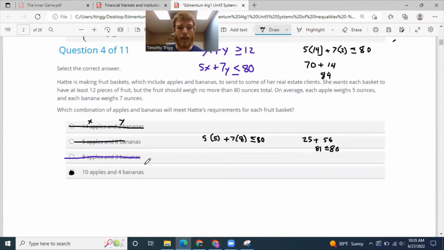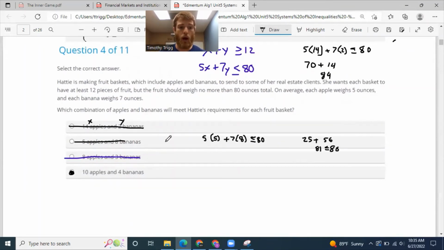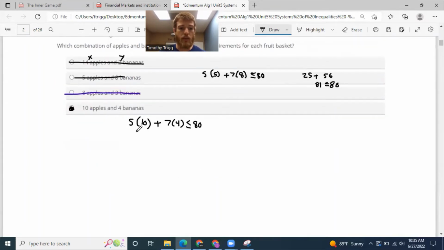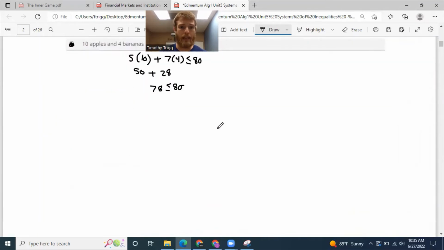10 apples, 4 bananas. Let's double check, replacing x with 10 and y with 4, giving us 5 times 10 plus 7 times 4, and I want this to be less than or equal to 80. So 5 times 10 is 50, 7 times 4 is 28. This adds up to 78, which is definitely less than or equal to 80, right? So it works for both inequalities. They add up to be greater than or equal to 12, and also fulfilling this one, the total weight being less than or equal to 80.